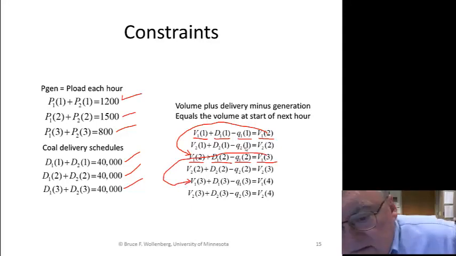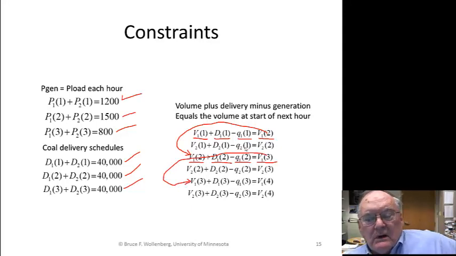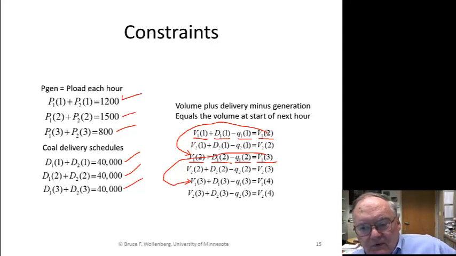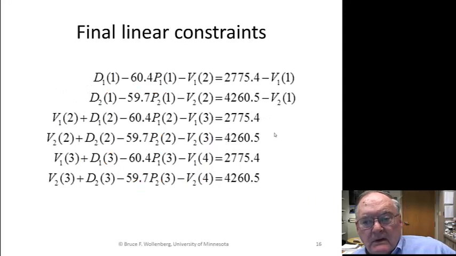So we get two different plants over three time periods. So we have six equations for the volume. And again, we can put maximum and minimum on the V so that we can say, if we want, what happens if there's a maximum on the volume of the coal pile? It just can't get bigger than a certain amount.